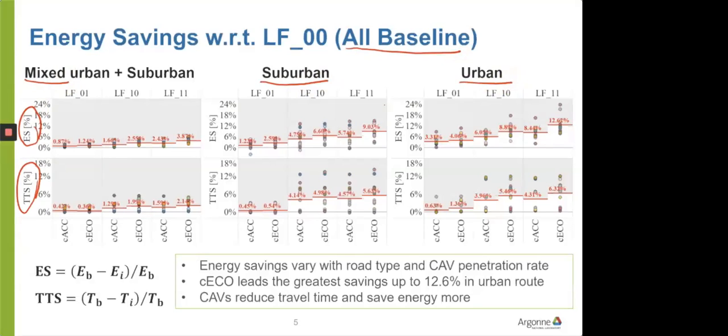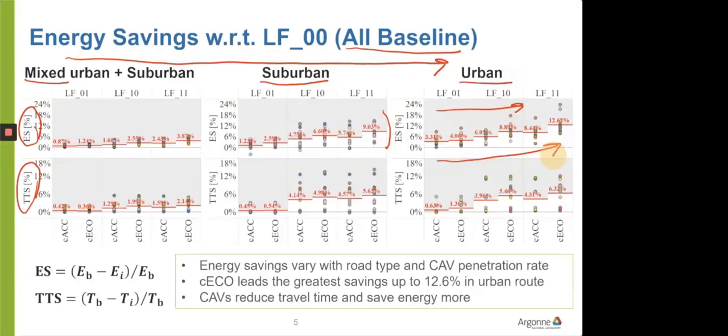Different colors indicate the individual road results. Going from the mixed to the urban road type, and as the penetration rate increases, the energy saving is shown to increase. As CAVs, the proposed planner CXO leads to the greatest savings, up to 12.6% on average in urban routes. The key takeaway here is that CAVs can reduce the travel time and also save more energy.